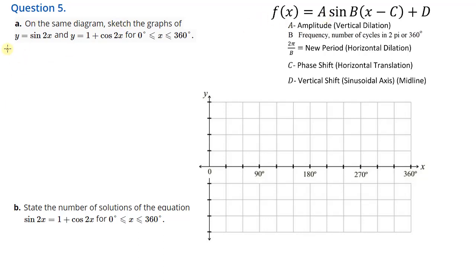Now, question number 5. They want us to sketch the graphs of these two functions on the same graph. So when they say that, make sure you always do it on the same graph. So let's go ahead and put together the information.